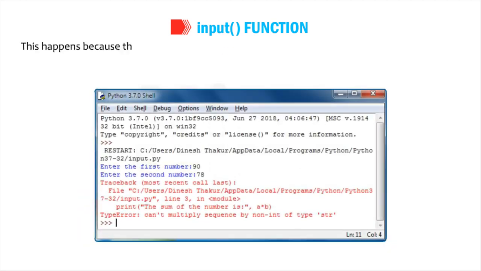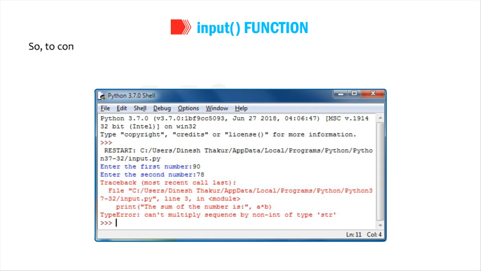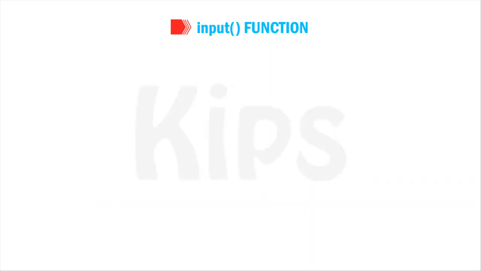This happens because the data type of a variable is a string by default, and a string can neither be added nor be multiplied. So, to convert this string into an integer or a float value, we use the functions int and float respectively.